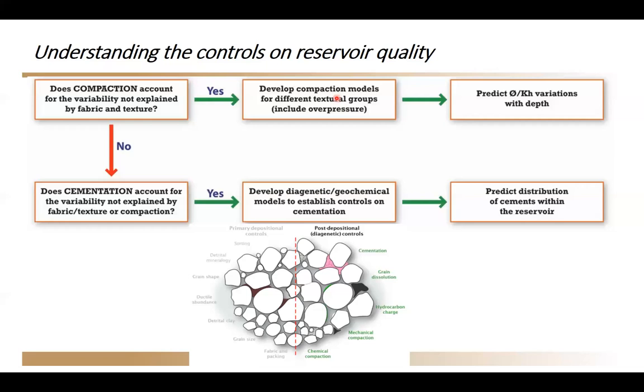But if compaction is not the controller, then cementation will account for the reservoir quality variability during constructing a diagenetic model. I have to construct a diagenetic model that addresses the control of cementation. Then I will predict the distribution of the cement within my reservoir. So let me simplify that.